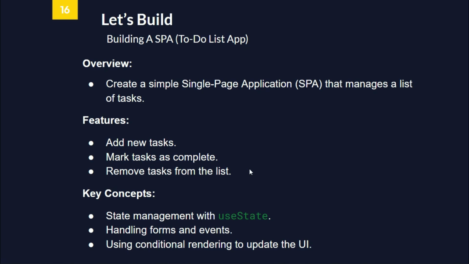With the few concepts we've learned on React, it is finally time to build our project. So we'll be building a single page application in this section, a to-do list app that manages a list of tasks, and the features will be adding new tasks. We'll be able to mark a task as complete, and we'll be able to remove a task from the list, that is deleting a task.